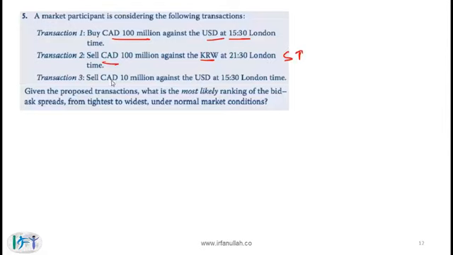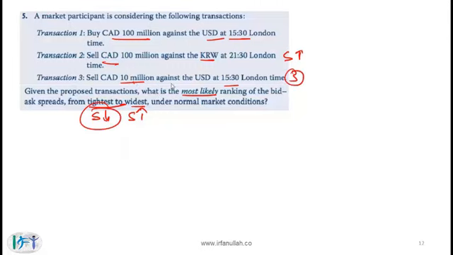And then finally, Canadian dollar to USD at the same time, but the transaction amount is low compared to transaction 1. Given the proposed transactions, what is the most likely ranking of the bid-ask spread from tightest to widest? So tight means that the spread is low, wide means that the spread is high under normal market conditions. So where will you have the tightest spread? The tightest spread will be transaction 3 because of 3 reasons.